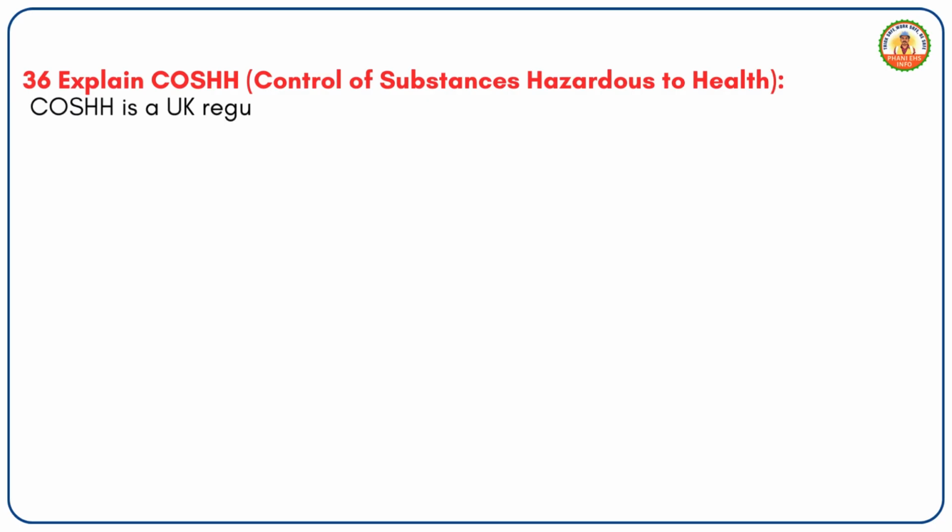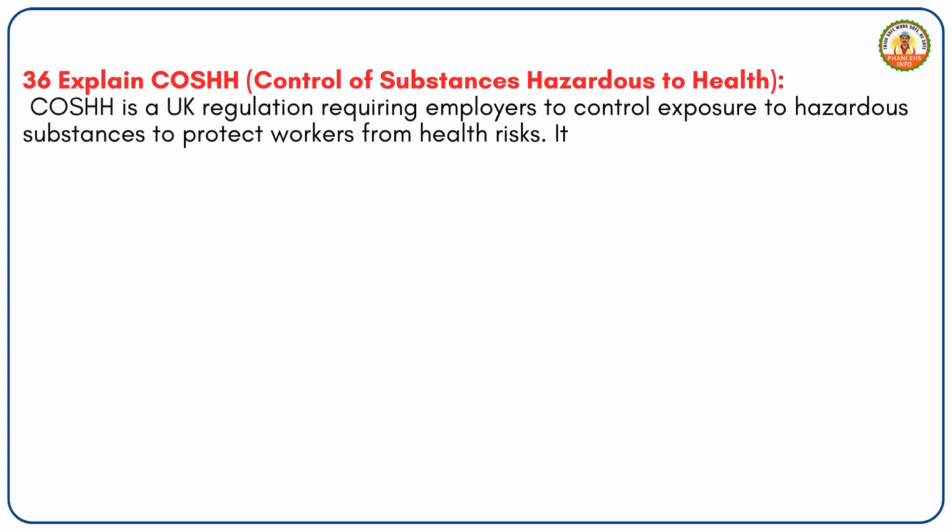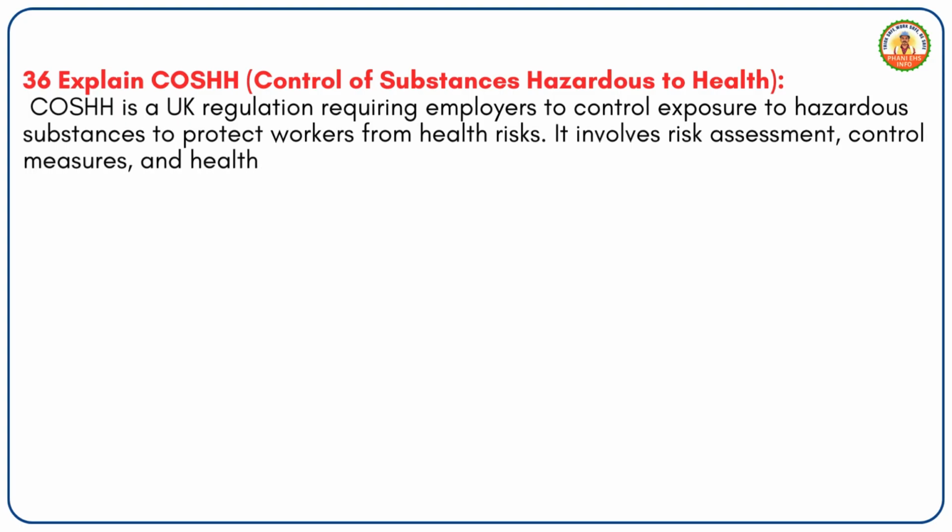36. Explain COSHH, Control of Substances Hazardous to Health. COSHH is a UK regulation requiring employers to control exposure to hazardous substances to protect workers from health risks. It involves risk assessment, control measures, and health monitoring.